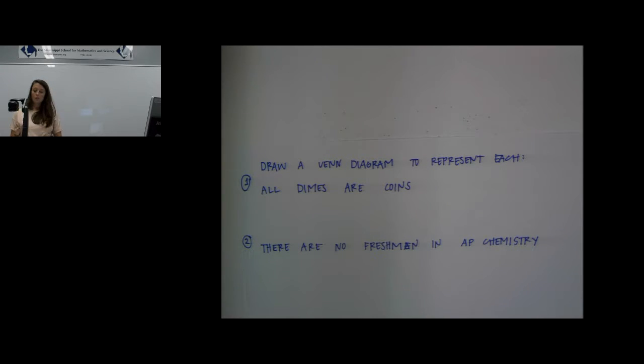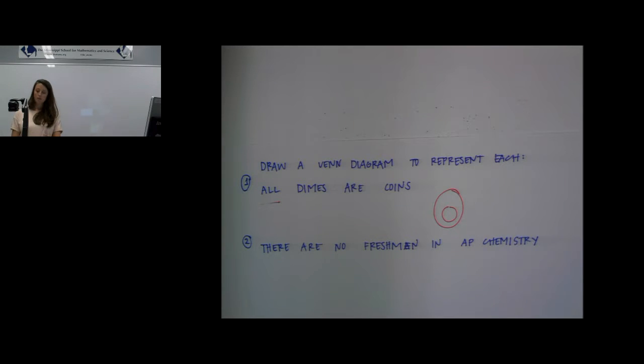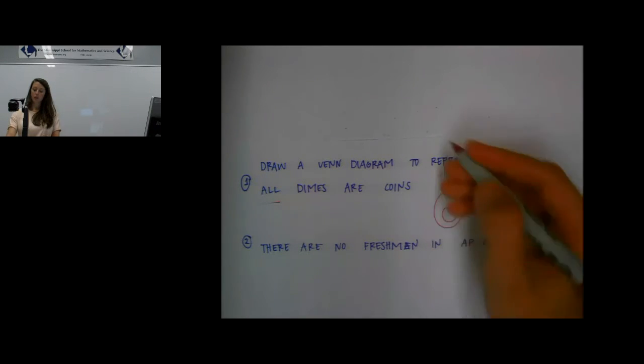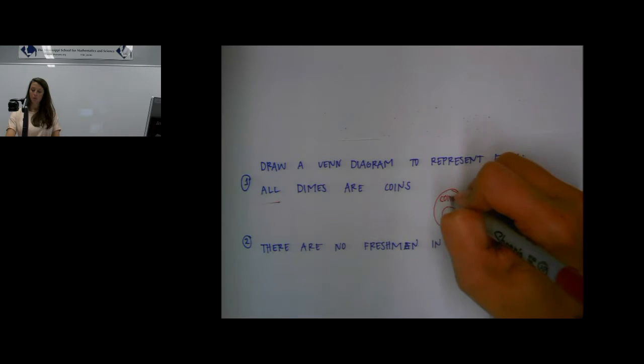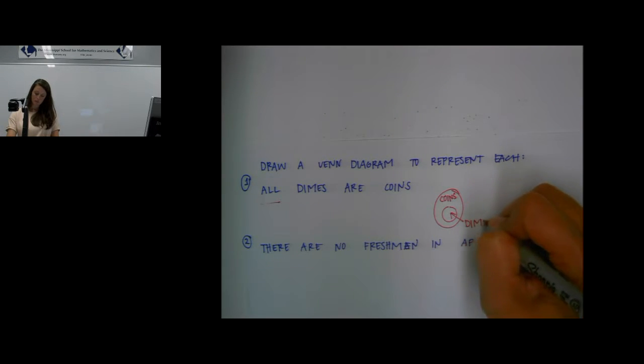Okay, all dimes are coins. So remember when we have that word "all" right here, that is two circles inside of each other. So all dimes are coins. The big one is going to be my coins, and the little one is going to be my dimes.